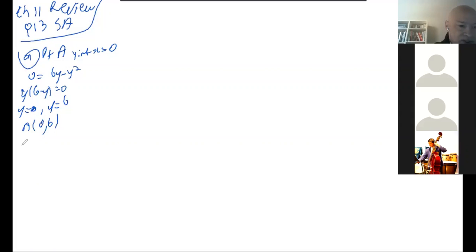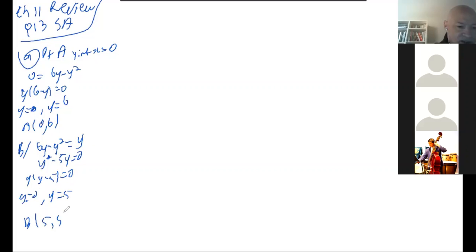And then I did the point B, and that's where the two rules are equal. So I made them equal. So I got y squared minus 5y equals 0. So y(y minus 5) equals 0. So y equals 0 and y equals 5. So point B was (5, 5) because we know that the rule is y equals x, so x is equal to whatever we had for y. So that's part A.